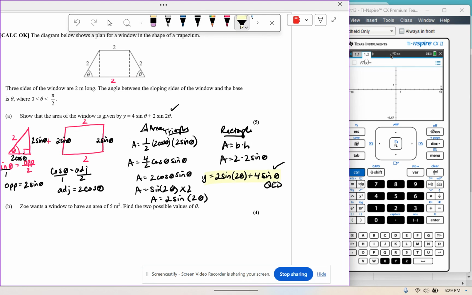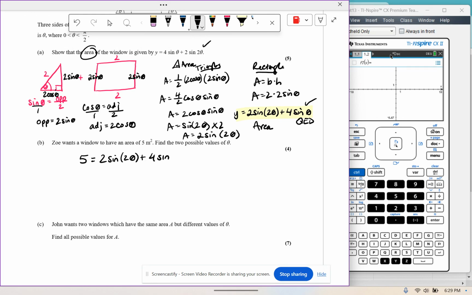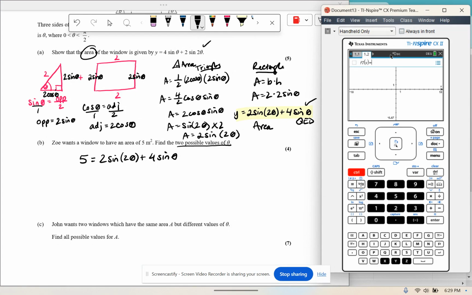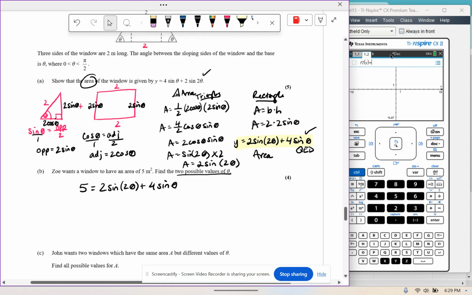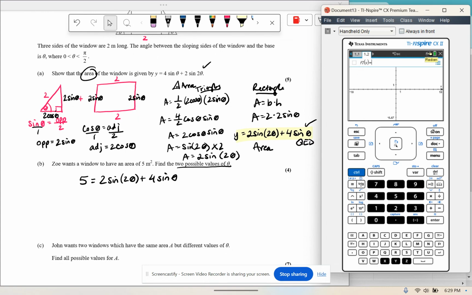Cool. What on earth am I supposed to do with that? Let's see. So we want a window to have an area of 5 meters squared. Okay, so if this is the formula that yields the area of the window, I want the area of the window to be 5. So I'm going to set this whole thing that I just found equal to 5. And then I need to find 2 possible values of theta. So let's graph this thing. This thing should be in radians, shouldn't it be? Yeah, from 0 to pi over 2. Okay, I'm going to change my calculator to radians before I start.